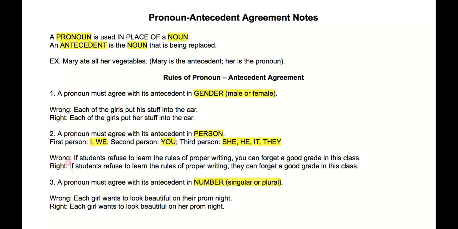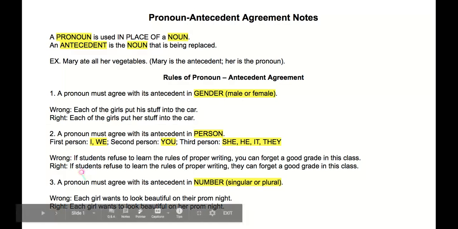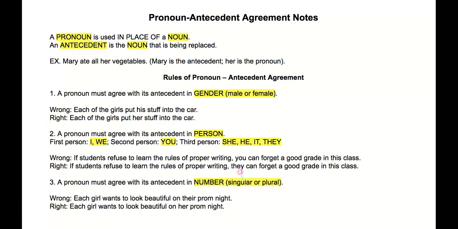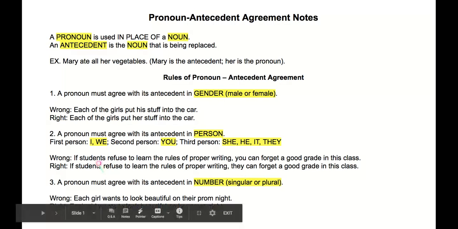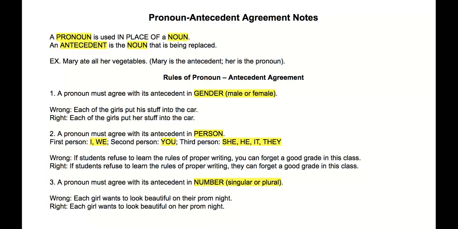So there's two things wrong with this sentence. So let's look down here. The correct example says, if students, plural, refuse to learn the rules of proper writing, they can forget a good grade in this class. Students is plural, they is plural, and both of them are in third person perspective. So that is why that one is correct.